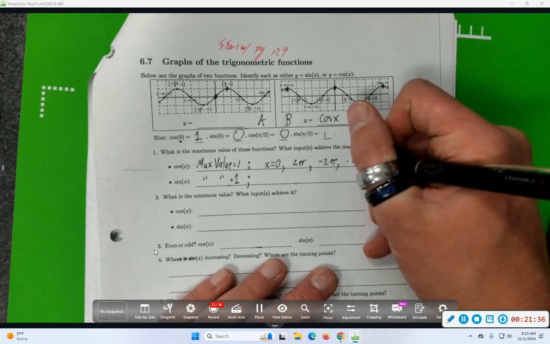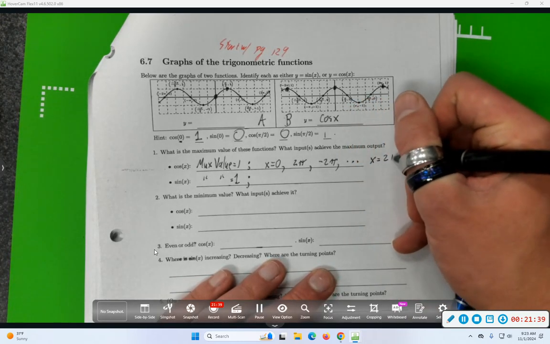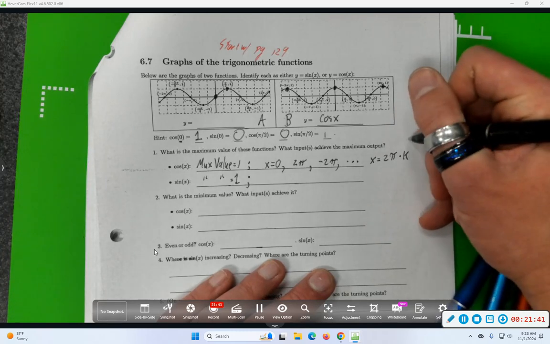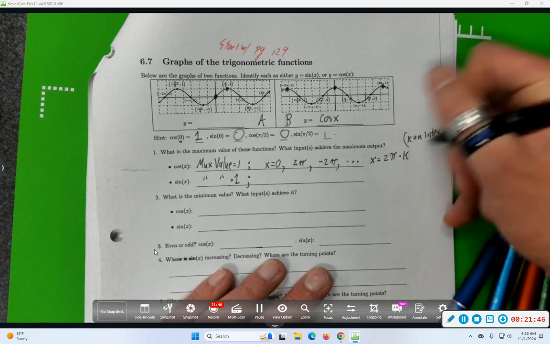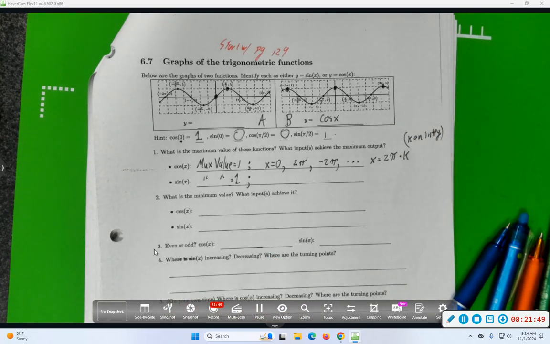So it looks like if you let k be any integer, then x equal to 2 pi k will give you the inputs that result in maximums. Does that feel pretty alright? And trig functions have the interesting property that if they do something once, they're going to do things infinitely many times. So if you ever want all of the inputs that do something with a trig function, there'll probably be some 2 pi k that shows up.